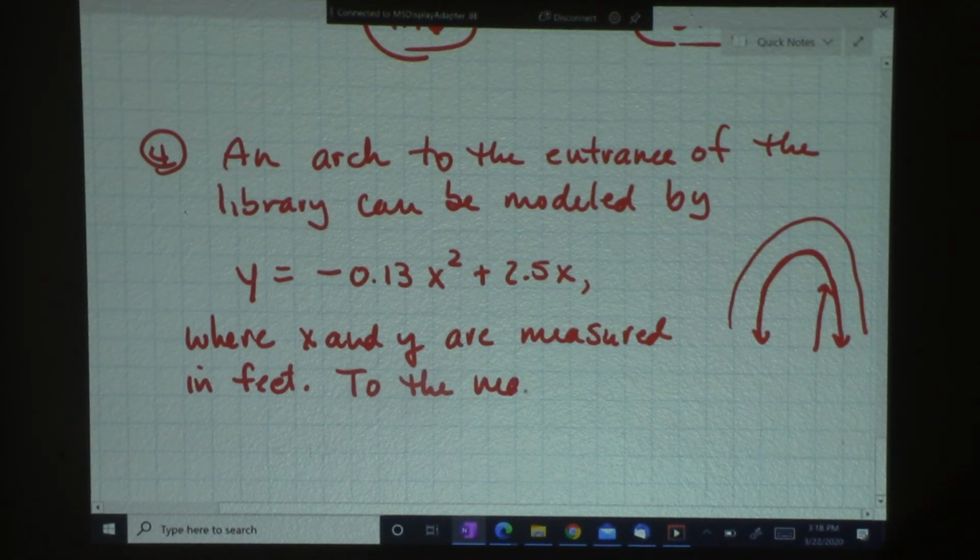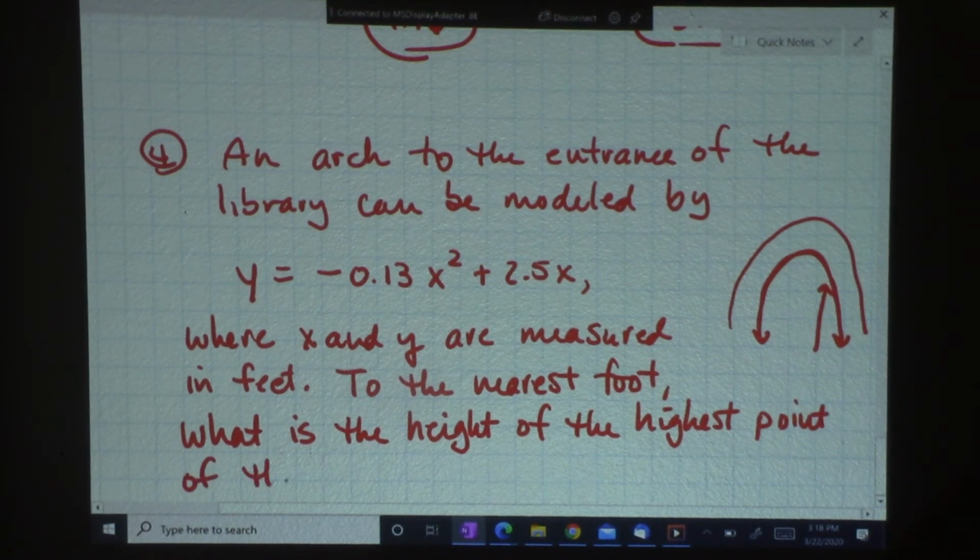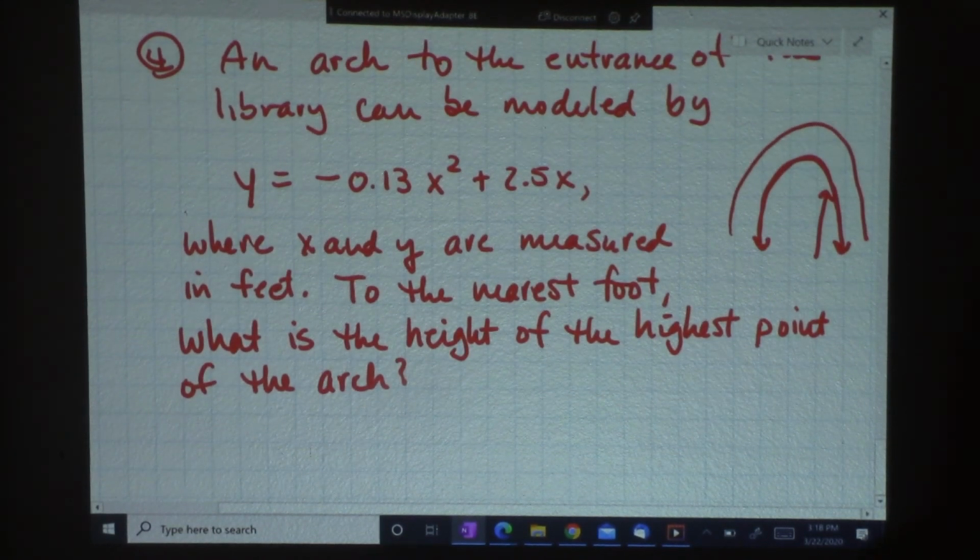To the nearest foot, what is the height of the highest point of the arch? Okay, so I'll give you a minute and let you write that down.